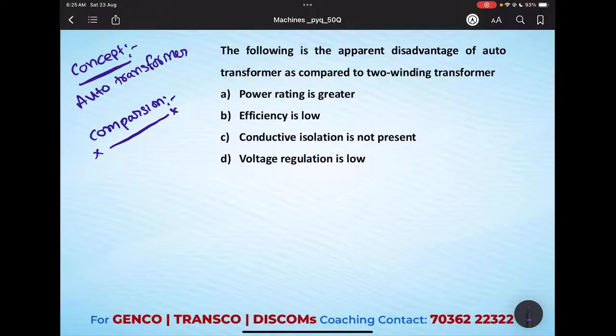I think Fani Krishna answered as C. Yeah, it is correct. We will come to that. Okay, comparison of auto transformer versus two winding transformer. Based on the given options we will see one by one.